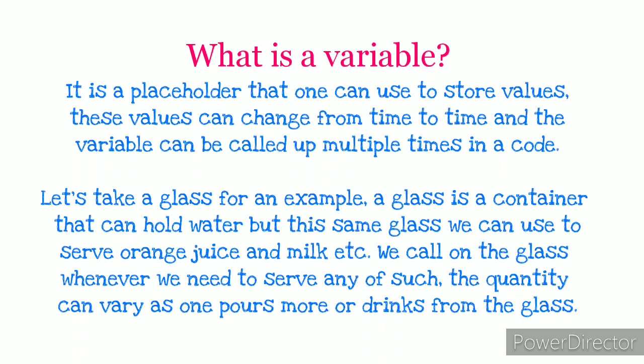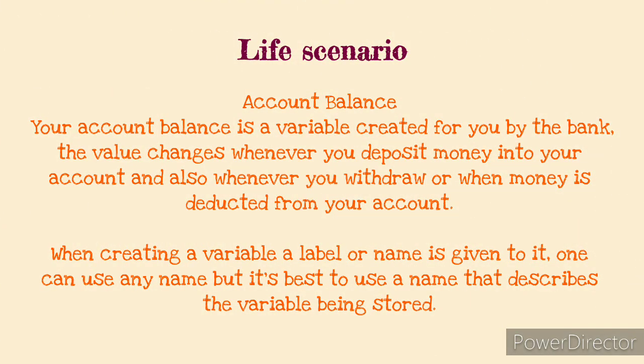Let's take a glass for an example. A glass is a container that is used to hold water. But we can also use this glass to serve orange juice, milk, apple juice, and so much more. We take this glass whenever we need to serve any of such. And the quantity of the orange juice or the milk in this glass varies depending on how much you drink from the glass or how much we pour into the glass. So this glass is our variable, and its content, which is the value, the orange juice or the milk, can always change.